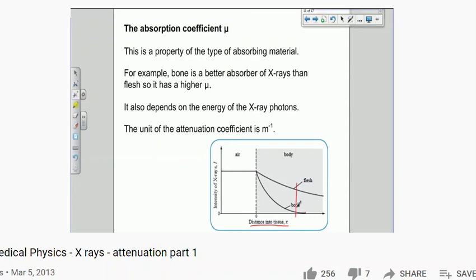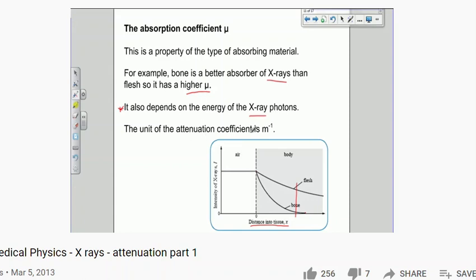And obviously, that will show up as different shades on the X-ray photograph. All right, so bone is a better absorber of X-rays. The decay is much quicker, and therefore it has a higher absorption coefficient. All right, so something with a higher absorption coefficient mu means it's a better absorber of X-rays. It's not quite as simple as that because it also depends on the energy of the incident X-ray photons. Right, and we'll have a look at how that works in a minute.